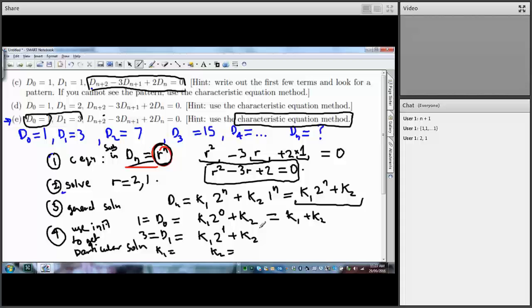The other one we have is that D1 is 3. So again, plugging n equals 1 into this, we're getting K1 times 2 to the 1, or just 2, plus K2. And now it's a matter of solving these simultaneously. So Dylan, can you tell me what the answers are? What's K1? What's K2?